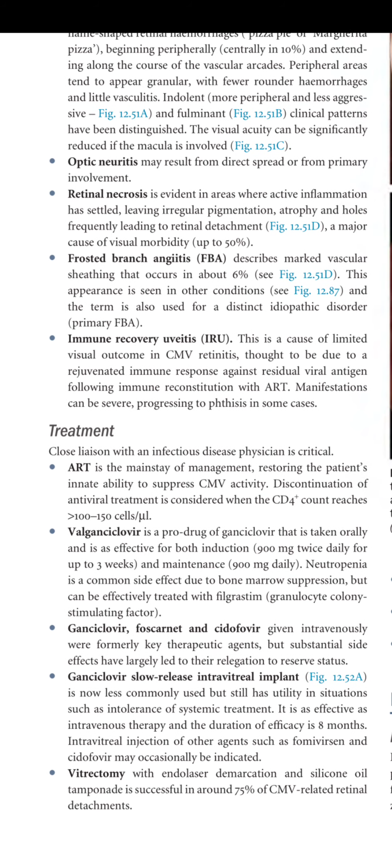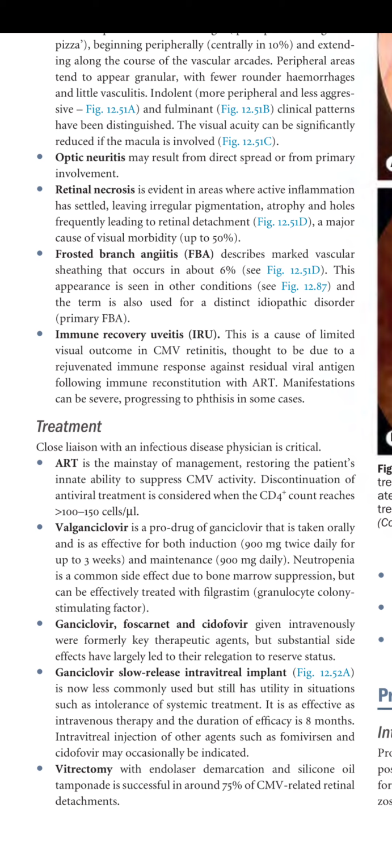So next is the treatment. So what is the treatment? Close liaison with an infectious disease physician is critical. ART: you are going to give ART if the patient has AIDS. ART is the mainstay of management, restoring the patient's innate ability to suppress CMV activity. Discontinuation of the antiviral treatment is considered when the CD4 positive count reaches greater than 100 to 150 cells per microliter. So you have to give them ART until the count reaches 100 to 150 cells.